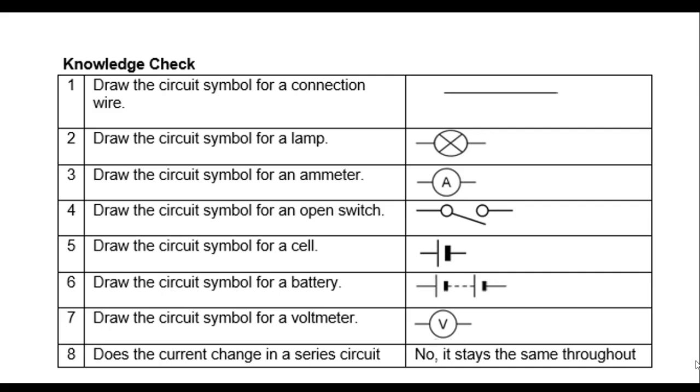And then for number 7, the circuit symbol for a voltmeter, similar to an ammeter, it is a circle with a capital V in the middle for voltmeter, and again it's in a circle, and you should show the wires either side of the circle.